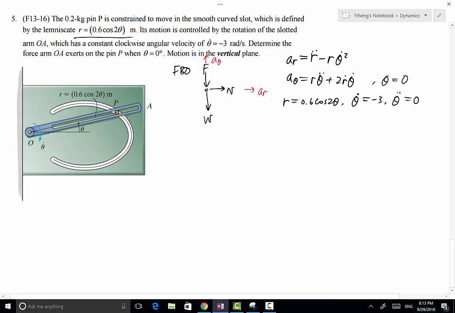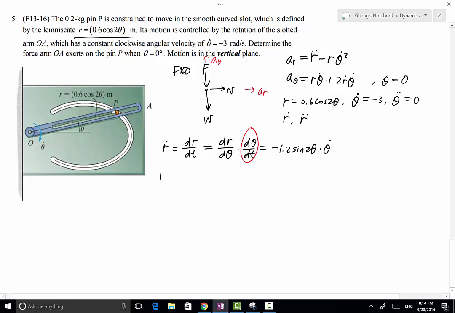So now we need to find r dot as well as r double dot. So r dot equals dr/dt, which is dr/d theta times d theta/dt. Chain rule from calculus. So dr/d theta equals 0.6 times 2 times negative sine 2 theta. So that's negative 1.2 sine 2 theta. D theta/dt, this part right here, is the angular velocity, and that simply equals theta dot. So that's r dot.